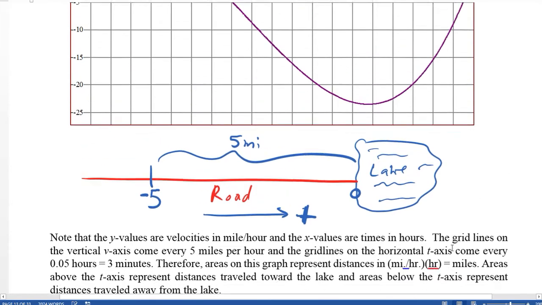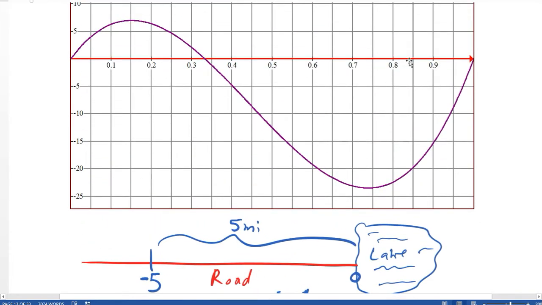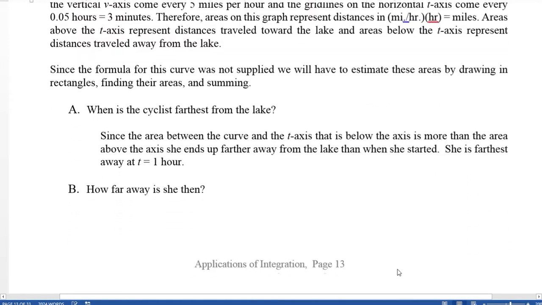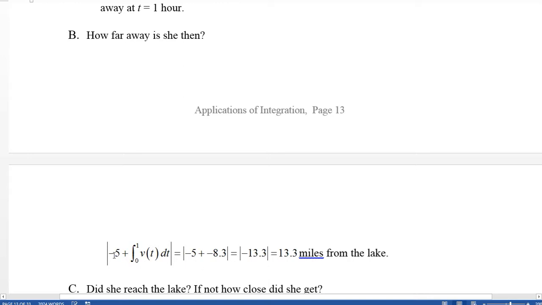Okay, so when is she farthest from the lake? Well, that's going to be here at the very end of the trip because she's going to end up further away. So how do we find that? Well, if we integrate this velocity from 0 to 1, we will get the change in position, which is going to be negative. We have to add that to -5 to see how far away she is. So what we're doing is taking -5 plus the integral from 0 to 1 of v of t dt, absolute value of that.